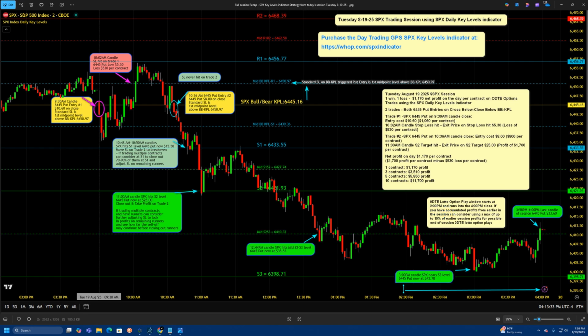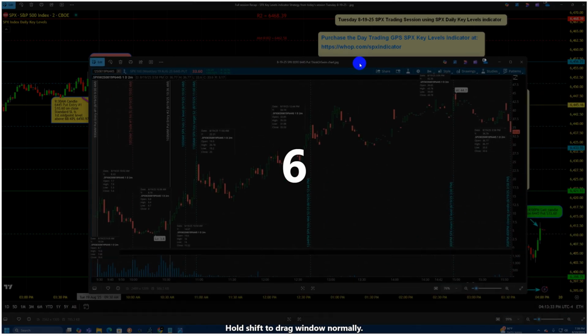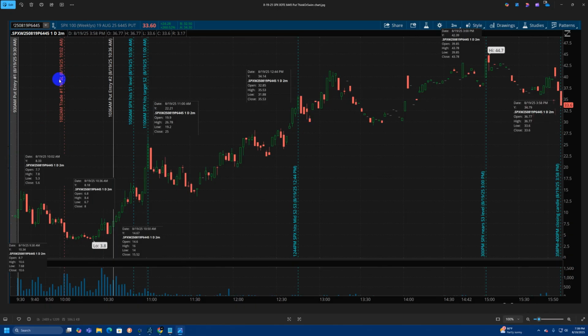Alright, so now we're going to look at the thinkorswim chart. 64.45 put. Here is our 9:30 entry candle here. As you can see here, the close of that candle is $10.60. Here is the 10:02 candle in which the SL was hit.